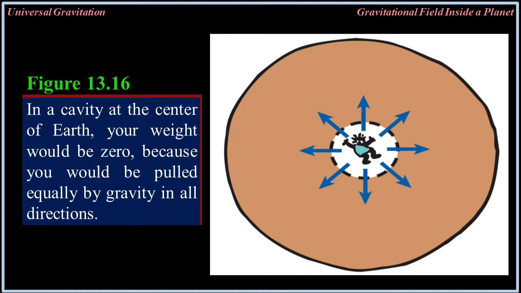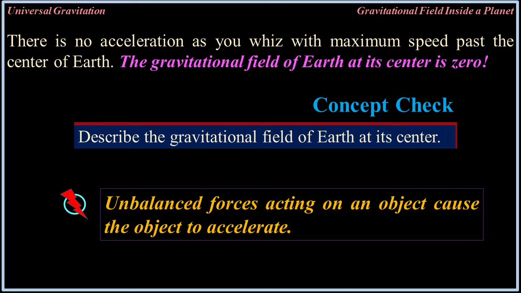Curious. There is no acceleration as you whiz with maximum speed past the center of Earth. The gravitational field of Earth at its center is zero. Concept check. Describe the gravitational field of Earth at its center.